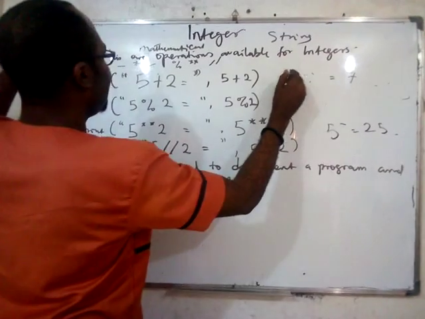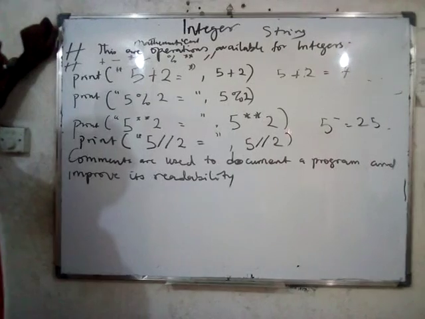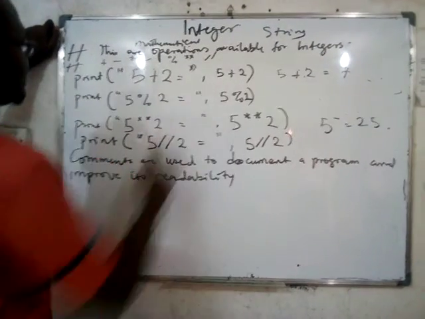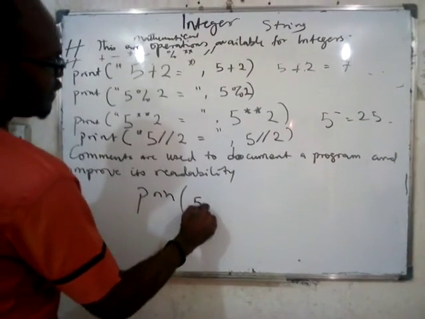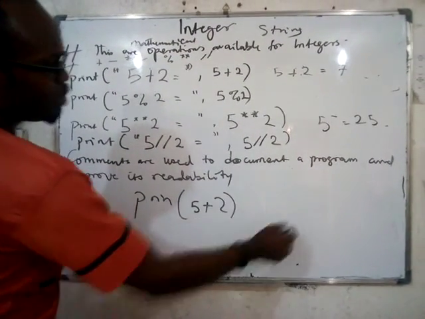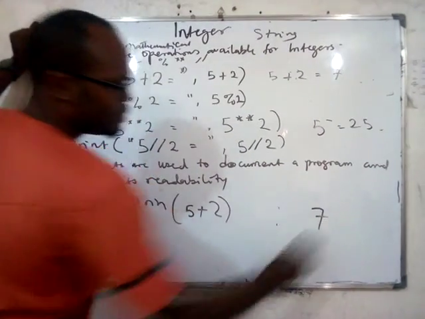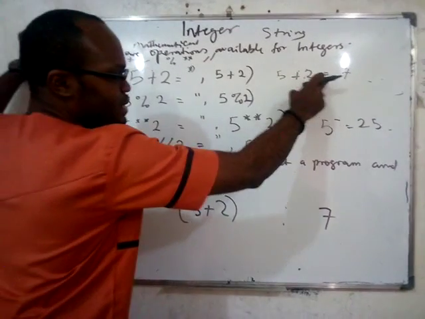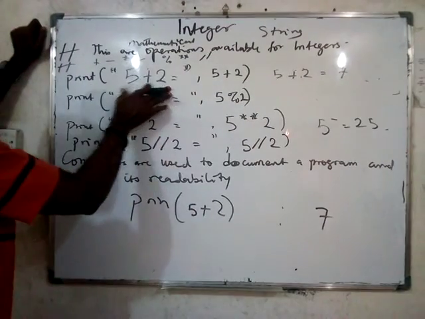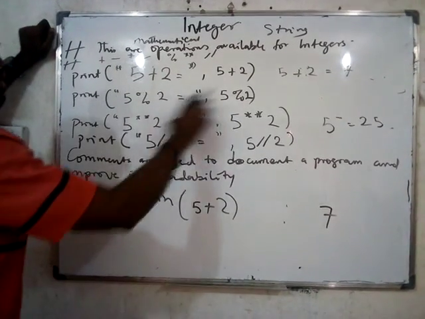So you will now have 5 plus 2 to be equal to 7. Is that clear? So if you now, instead of writing this, had even written print in brackets 5 plus 2, what will come out as the answer? What will come out? 7 will come out. You understand? But if you wanted to also write 5 plus 2 before it says it's equal to 7, you have to put it in this quote. Is that clear? So you write this one, this 7.